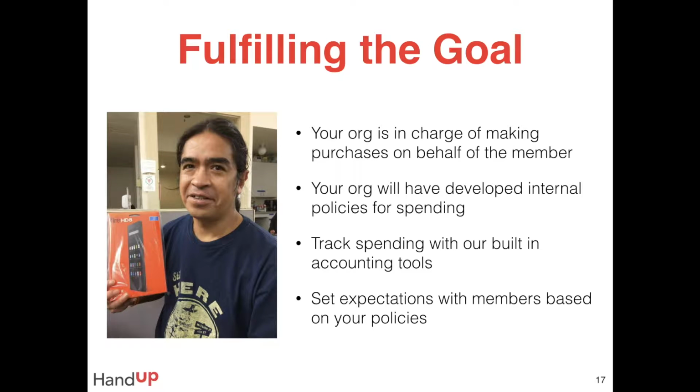You'll also want to make sure you're tracking the spending with our built-in accounting tools. And then also setting realistic expectations with your members based on your policies. For instance, if it takes 1 week to do a check request, make sure they're aware that there's going to be a 1 week delay before they can get their item or whatever their goal is. That's really important, just to keep the expectations clear with your members.